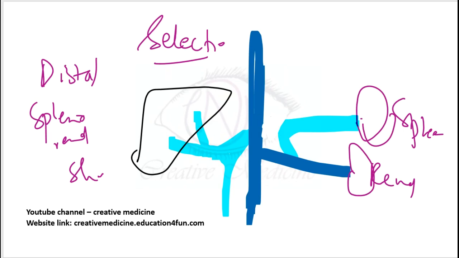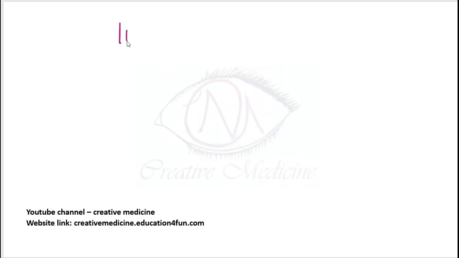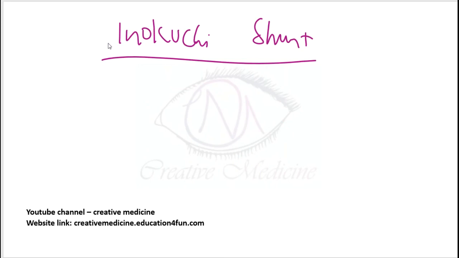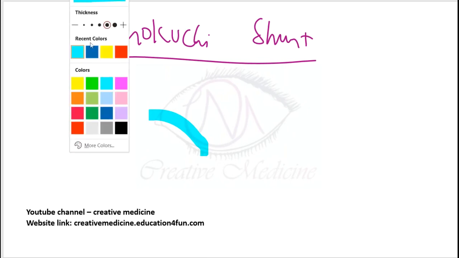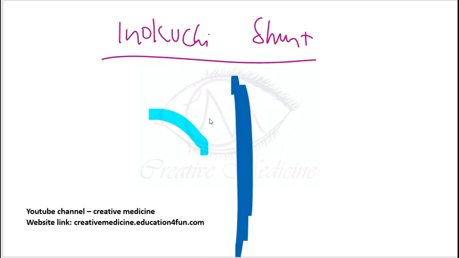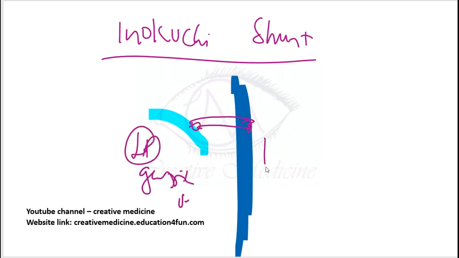Okay, next we have Inoguchi shunt. What do you see in Inoguchi shunt? Here you will put a graft between the left gastric vein and inferior vena cava. So there will be a left gastric vein and you will also have an inferior vena cava. Now you will put a graft between the left gastric vein and inferior vena cava. So this is Inoguchi shunt.